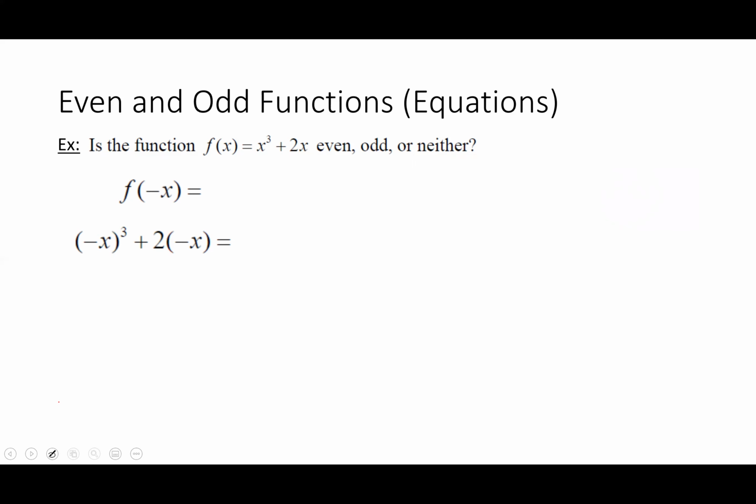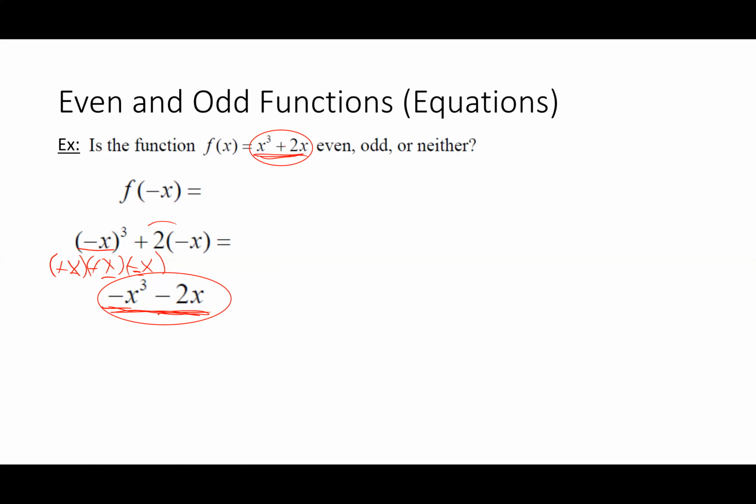Now from here, I actually just did some algebraic computation. Negative x cubed, well, that's just negative x, negative x, negative x. These negatives cancel. I'm left with a negative, and then x, that's negative x cubed. And then 2 times negative x, that's negative 2x. So what I want you to observe here is negative x cubed minus 2x is not the same as x cubed plus 2x. They are not the same. So this tells me the function is not even.